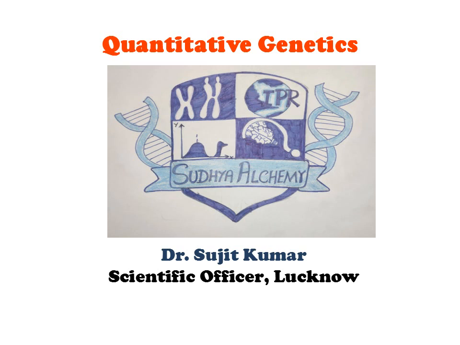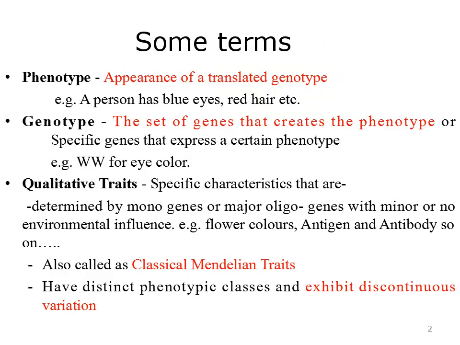As I've told you, I will be talking with you about quantitative genetics today. Before starting the exact terminology of quantitative genetics, it is necessary to know some terms which are correlated with quantitative inheritance and various aspects related to quantitative genetics. As you all are aware, most of the time we use the terminology phenotype, genotype, qualitative trait, so it is necessary to understand what phenotype is.